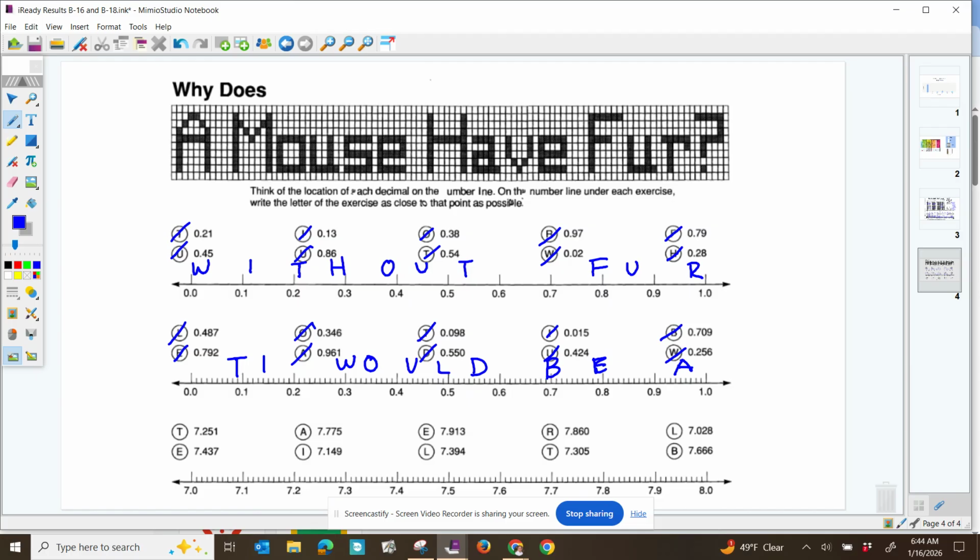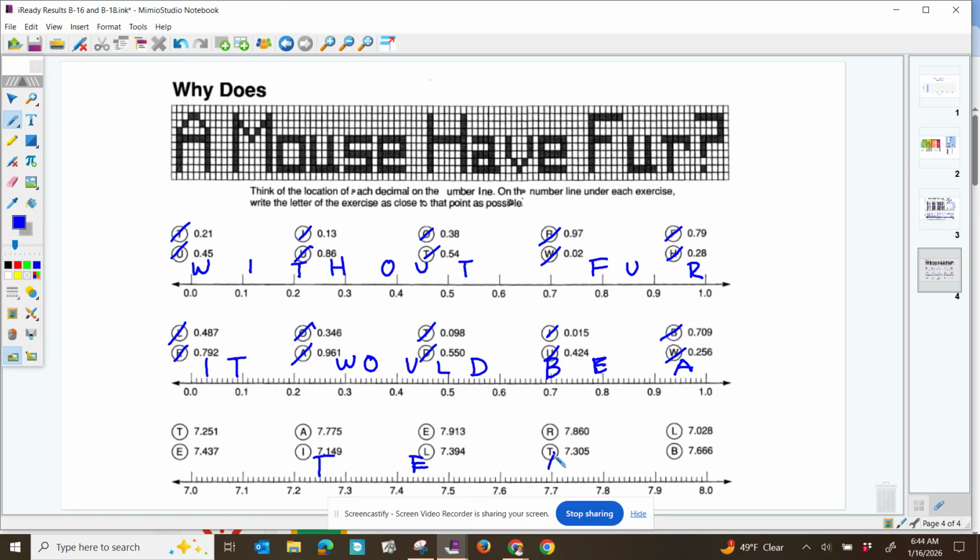Well, I got some of this mixed up. Where is my I? Is a 0.15. Oh, sorry, 0.015. I'm sorry. Erase that. 0.15 is like between 0.1 and 0.2. And so it says, without fur, it would be, and then we got to find the punchline right here. 7.25 is going to be like right in here somewhere. 7.4 is going to be just before that. Nope, I already messed it up. 7.437 is like right in here somewhere.